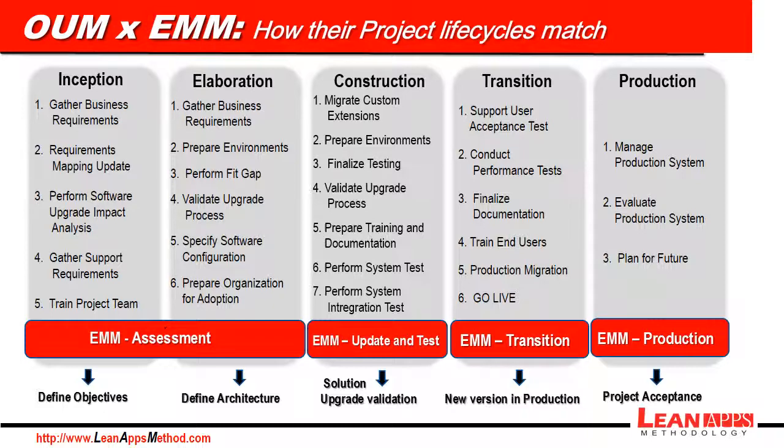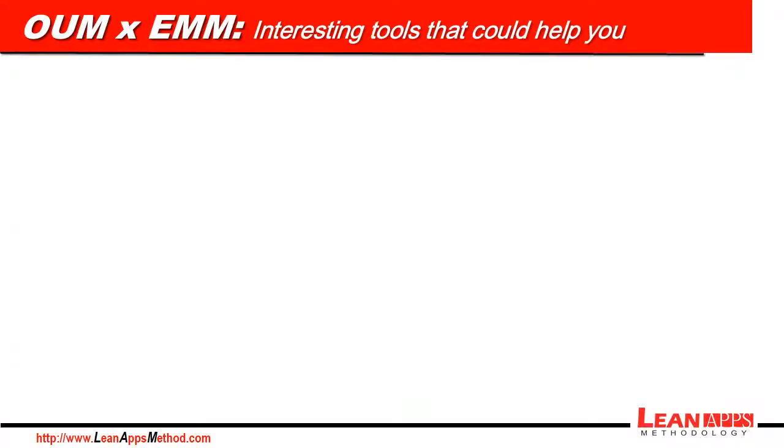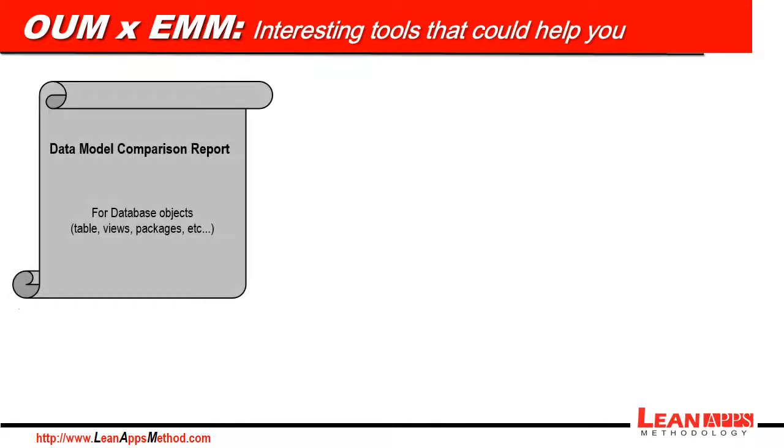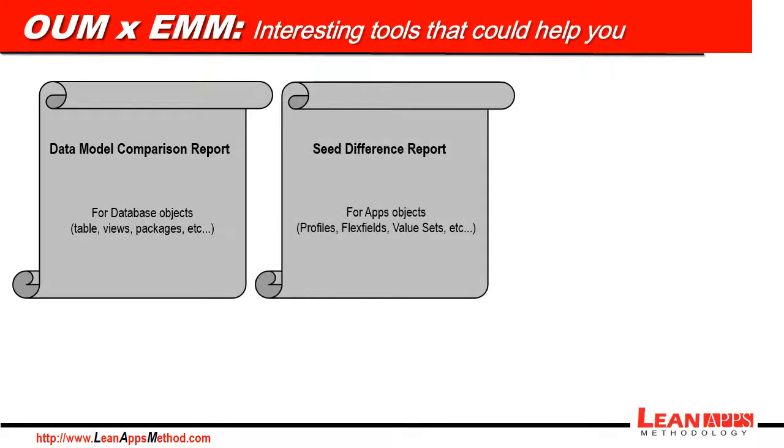There are 3 interesting tools, reports that could help you out in an upgrade project that Oracle makes available for you. First one is called Data Model Comparison Report, used to evaluate change of database objects between 2 versions. It contains filters to query by object type, such as tables, views, packages, etc. Second report is called See Difference Report, used to evaluate change of application objects between 2 versions, such as profiles, value sets, flex fields, etc.